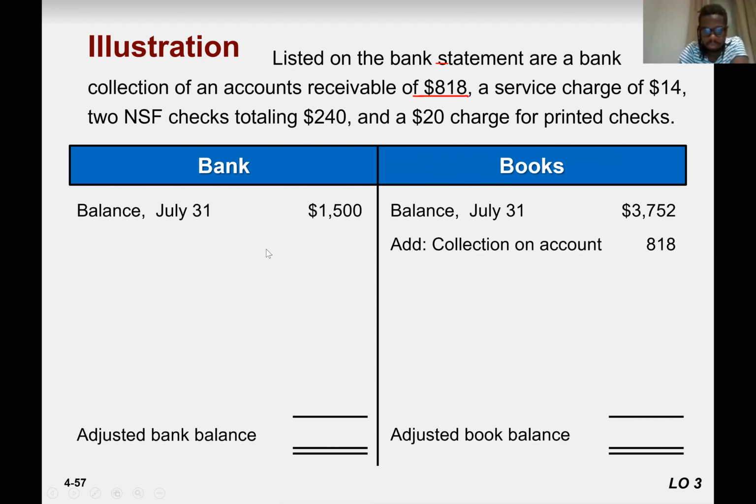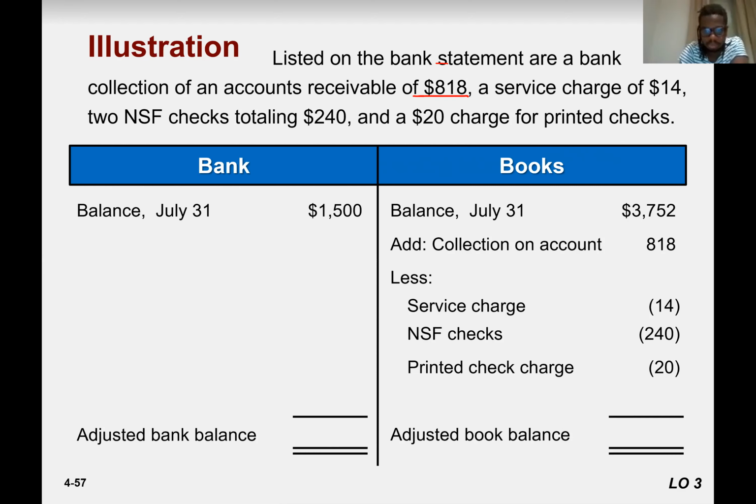right? Service charges, this will decrease the book balance. Subtract service charges. NSF check, we subtract that, right? And also the cost of printing the checks, $20, right? Agree, everyone? Please participate.